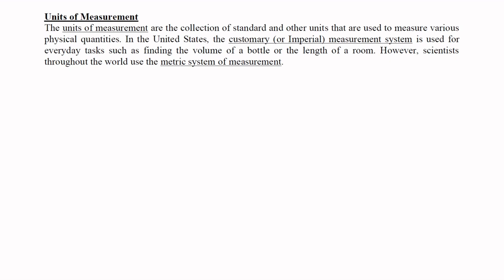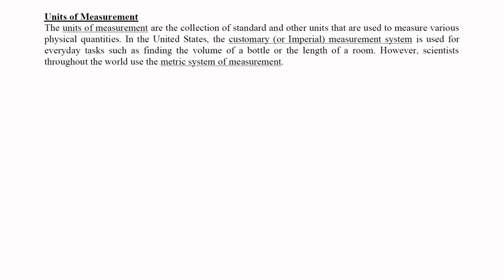So in the United States, the customary measurement system, or the imperial measurement system, is used for everyday tasks, such as finding the volume of a bottle or the length of a room. However, scientists throughout the world use the metric system of measurement, and many of the countries across the rest of the world actually use the metric system as part of their normal everyday use.